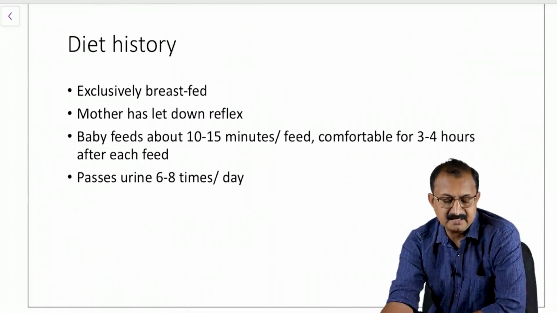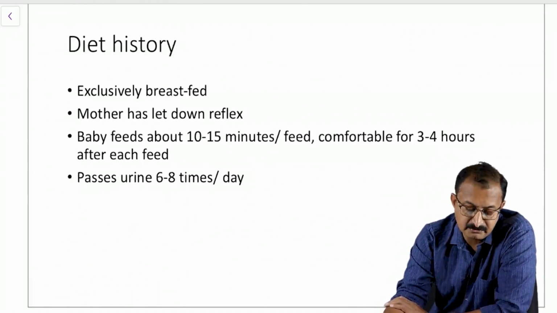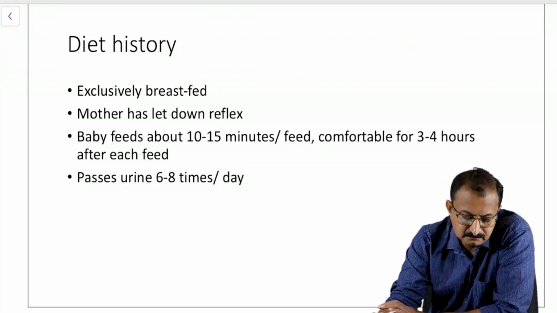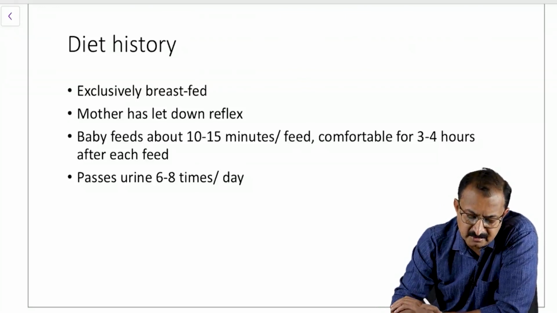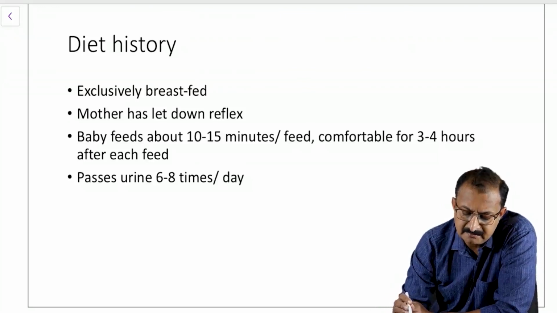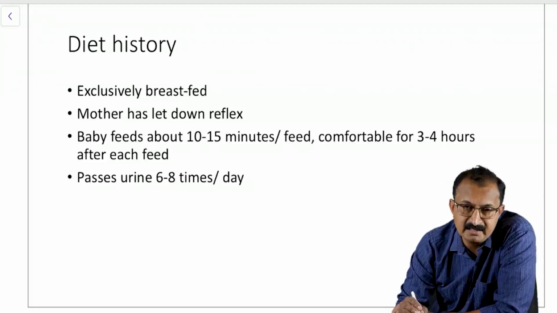Dietary history, it is an exclusively breastfed baby. So you have to inquire whether the breast milk is adequate or not, especially if the baby is not gaining weight as expected. So here the mother has let down reflex. Baby feeds about 10 to 15 minutes per feed and is comfortable for 3 to 4 hours after each feed, passes urine 6 to 8 times a day. All this indicates that the mother is having enough milk and the baby is getting adequate breast milk.